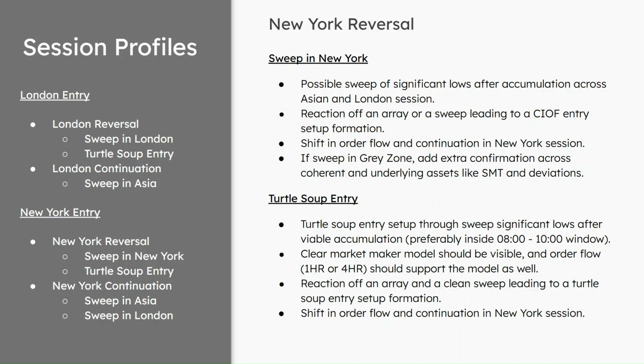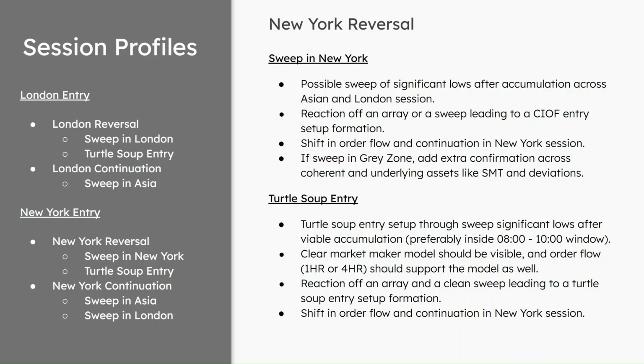And what we have observed is that this particular gray zone offers a lot of sweeps, a lot of changes in order flow, but they usually fail to hold. When trading sweeps or changes in order flow inside the gray zone, one needs to be really careful, really aware of the scenarios and the conditions they are trading in. And if you're going forward with it, you need to add extra confirmation across coherent and underlying assets with SMTs and deviations.